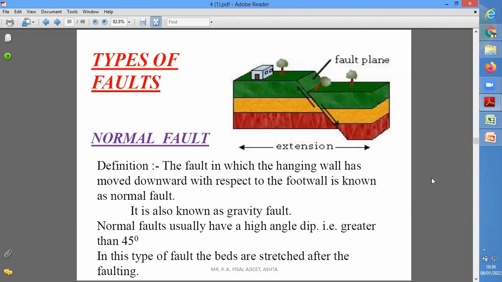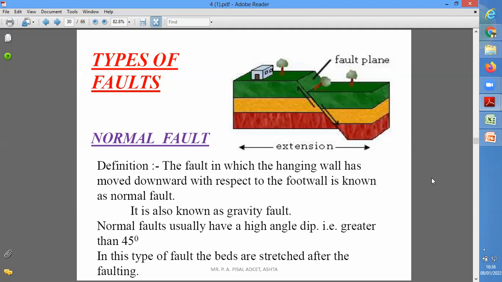When you see any textbook or reference book, you can get too many types of the faults in that textbook or reference book. But here we are going to discuss only the important types of the faults, which are important from our civil engineering point of view. Only those types we will discuss here. So here first type of the fault is the normal fault. Now what is the meaning of normal fault?